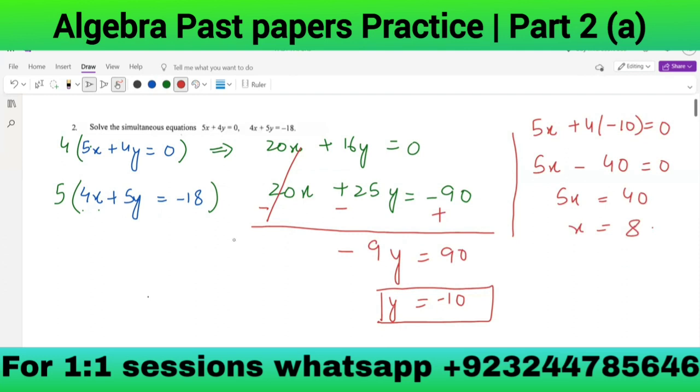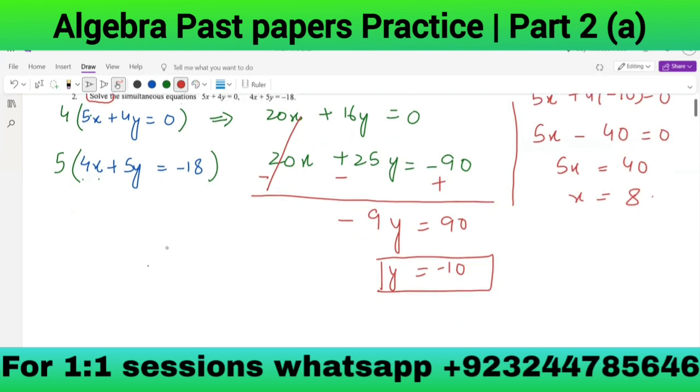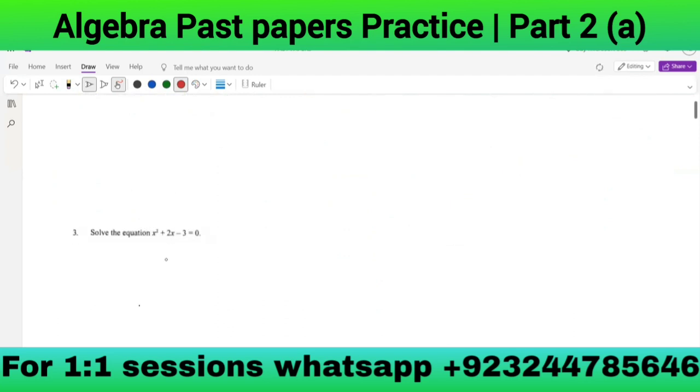So what is the meaning of the word solve? Whenever solve is written in any question, it means to find the values of the variables involved. Whatever variables are there in those equations, we have to find the values of those variables. This is the meaning of the word solve.